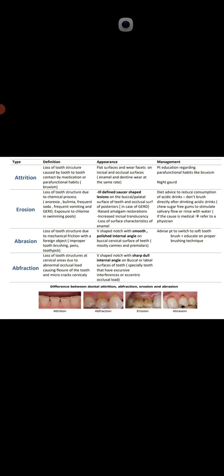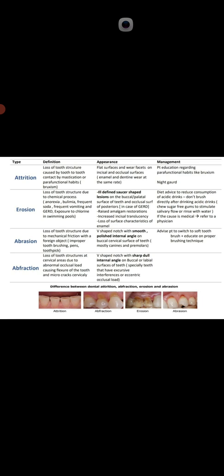This is attrition. Now, what is the definition of attrition? Loss of tooth structure caused by tooth to tooth contact by mastication or parafunctional habits like bruxism. If due to mastication, it is physiologic attrition, because there are two types of attrition. Physiologic occurs due to mastication in old age, but pathologic occurs due to parafunctional habits in young age like bruxism. This is the definition of attrition.